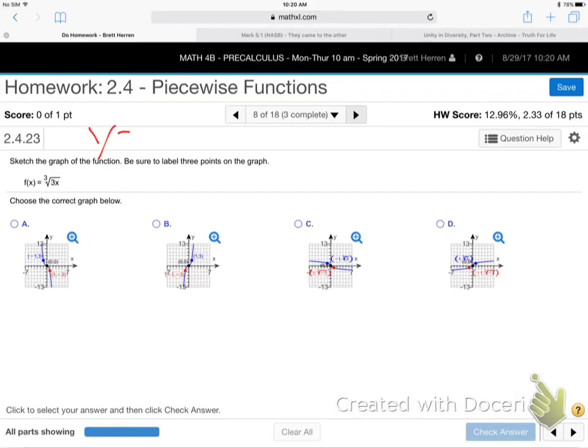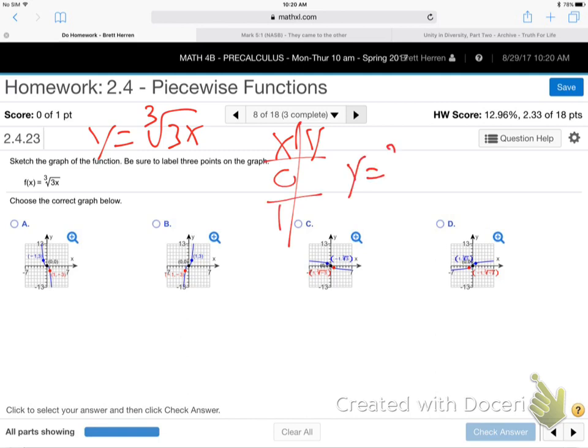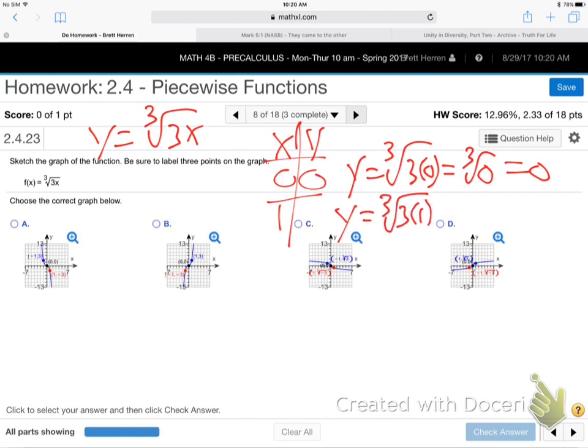So y equals cube root of 3x. So what do you do? You make an xy table, you put in 0 and 1. Plug in 0, y equals the cube root of 3 times 0. Cube root of 0, that's just 0. Right? What times itself 3 times is 0? 0. So 0, 0. Let's do the next one. Cube root of 3 times 1, that's the cube root of 3.